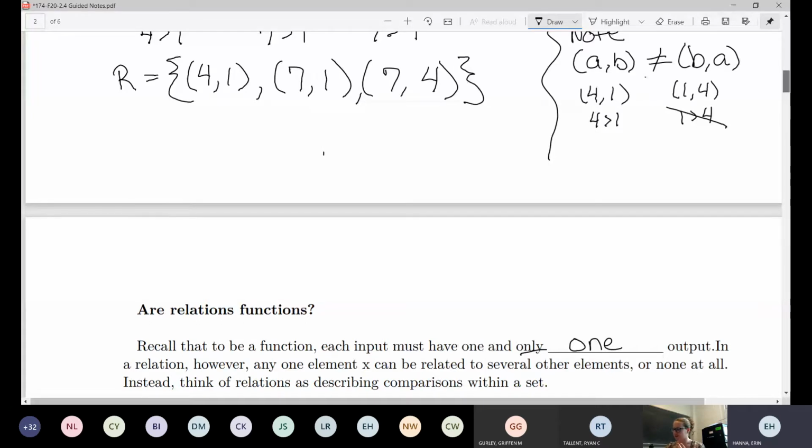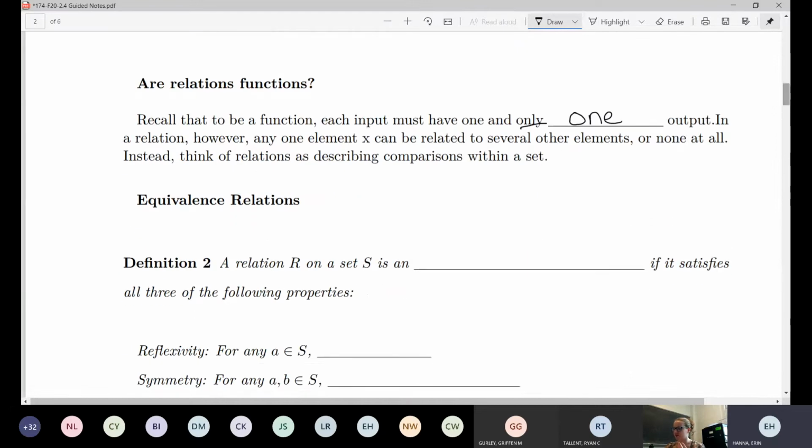Essentially what we want to think of relations as is a comparison within a set, where we're taking these elements of a set and comparing them to the other elements. And again, sometimes we're going to know how we're comparing them and sometimes we're not.